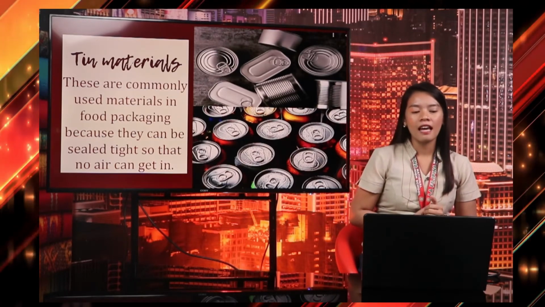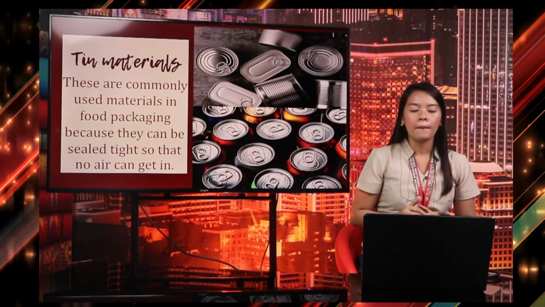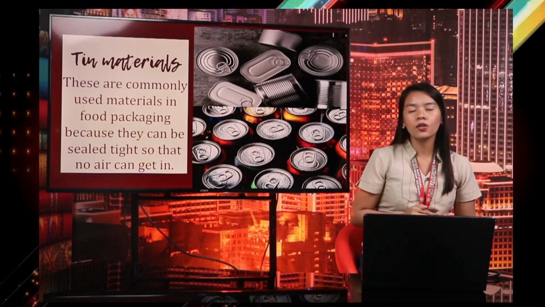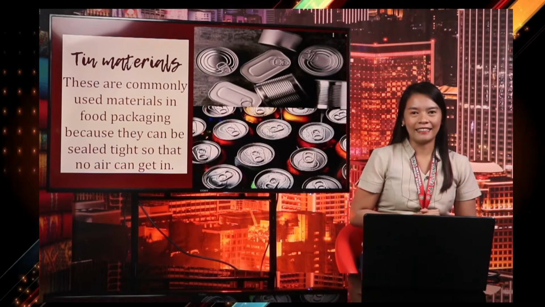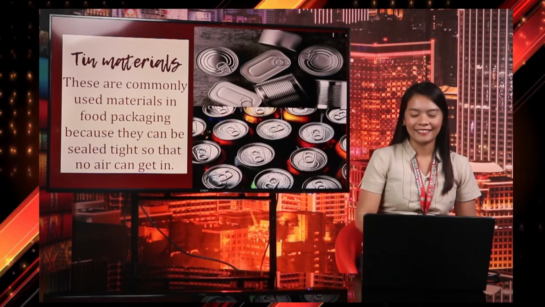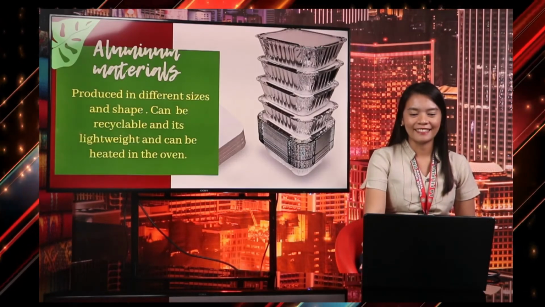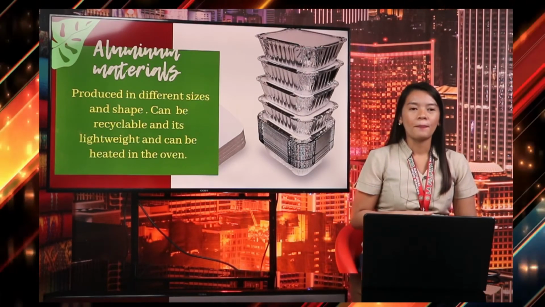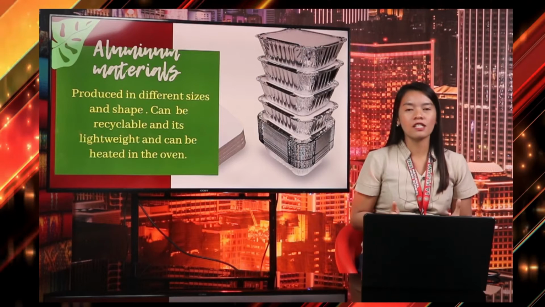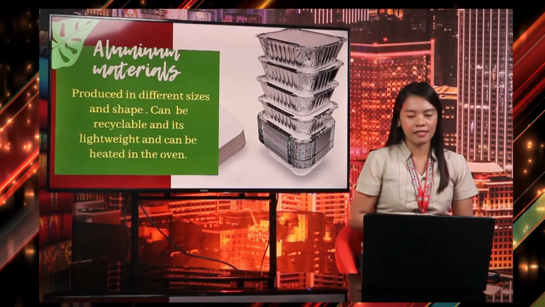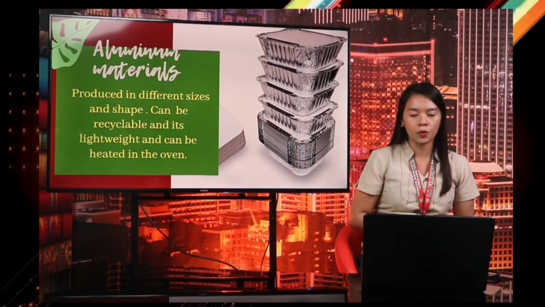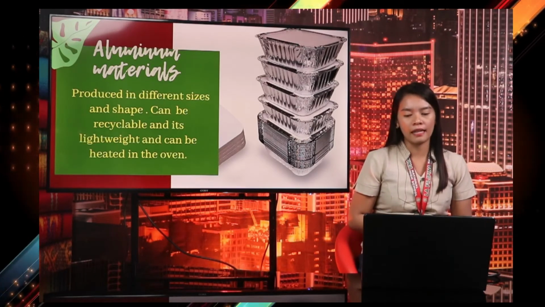Tin materials are used for packaging because they can be sealed tight so that no air can get in. The second packaging material is aluminum. Aluminum foil, cans, and trays are commonly used nowadays.